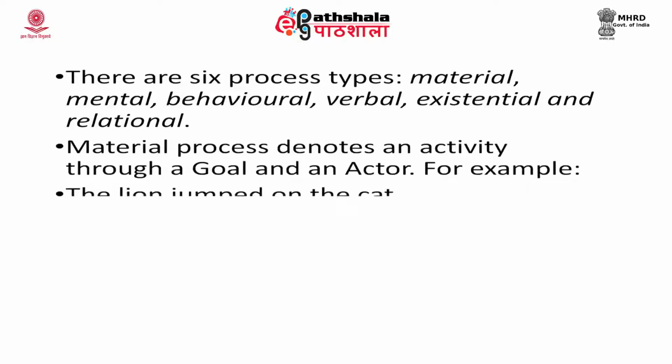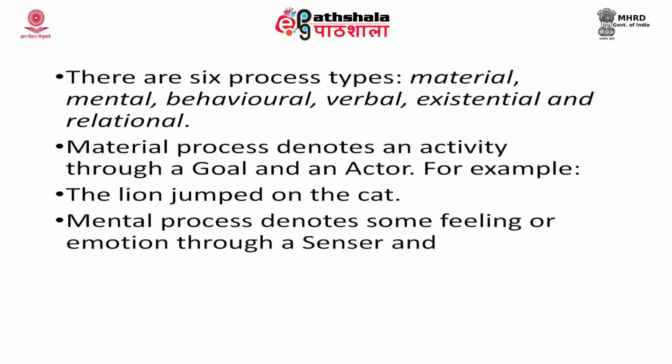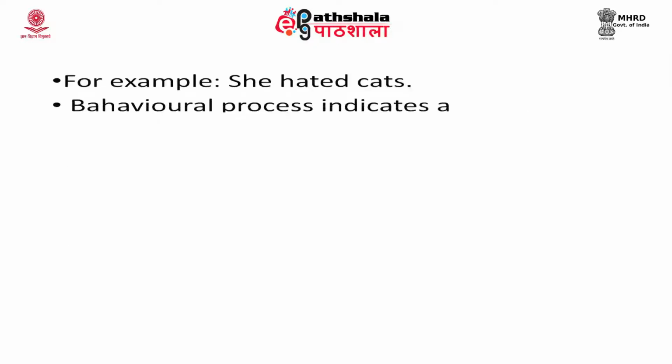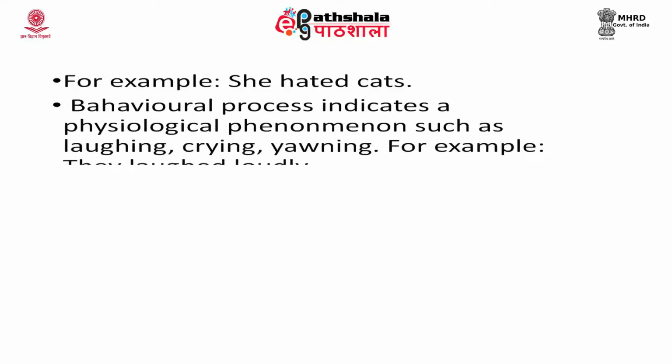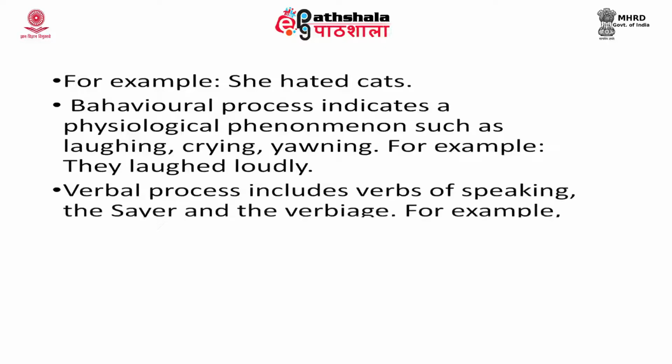Material process denotes an activity through a goal and an actor. For example, the lion jumped on the cat. Mental process denotes some feeling or emotion through a sensor and phenomenon. For example, she hated cats. Behavioral process indicates a physiological phenomenon such as laughing, crying, yawning. For example, they laughed loudly.